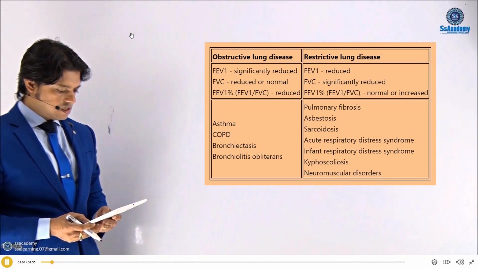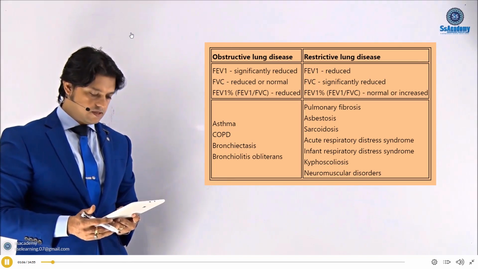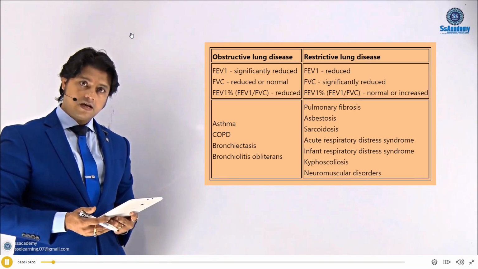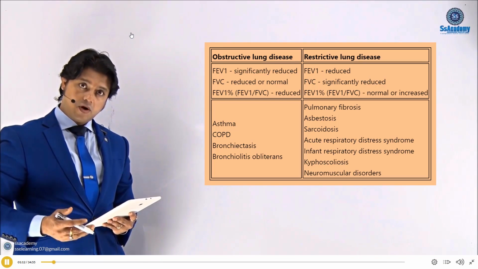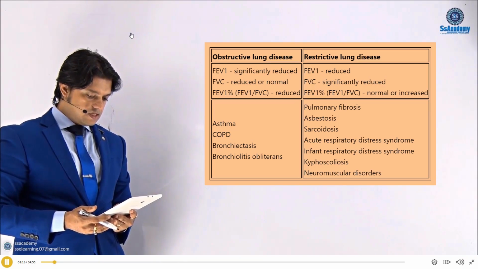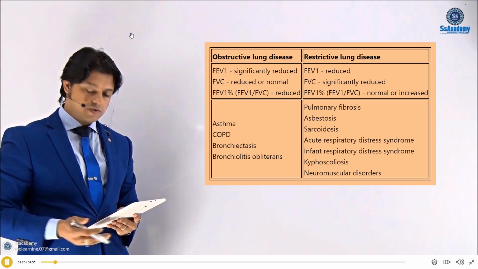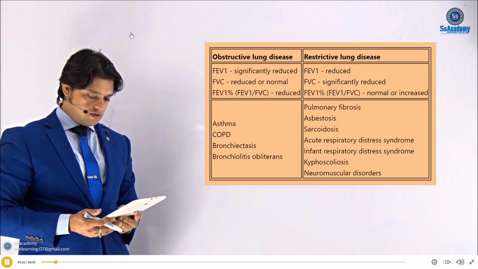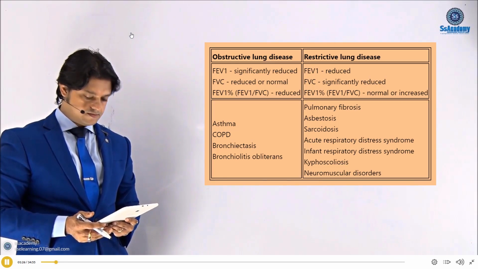Obstructive lung diseases are asthma, COPD, bronchiectasis, and bronchiolitis obliterans. And on the right hand side, there is restrictive lung disease: pulmonary fibrosis, asbestosis, sarcoidosis, acute respiratory distress syndrome, as well as infant respiratory distress syndrome, and also kyphoscoliosis and neuromuscular junction disorders.